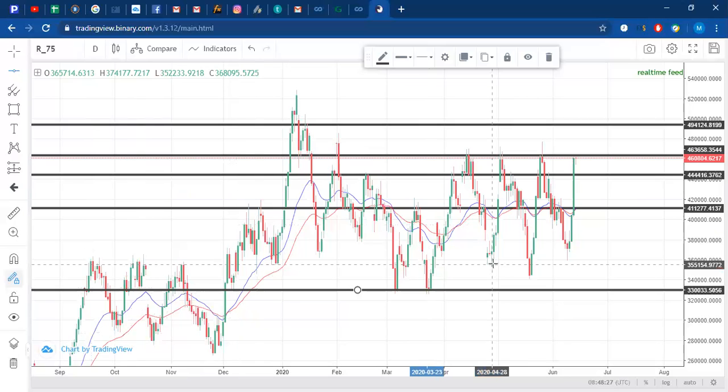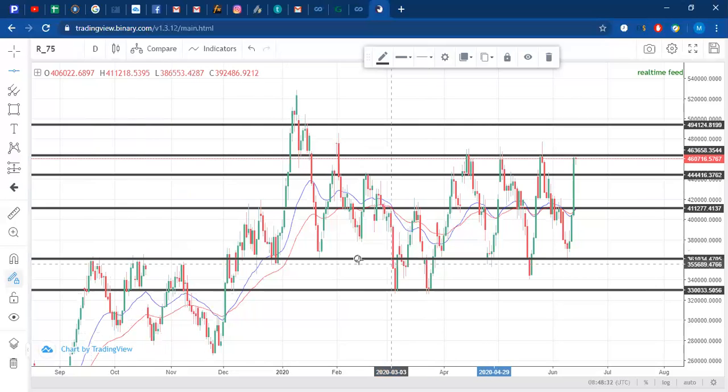So I'm going to be putting my next level around this area. Yes, this area. First of all, one thing you guys have to know, this level of support and resistance is a zone.